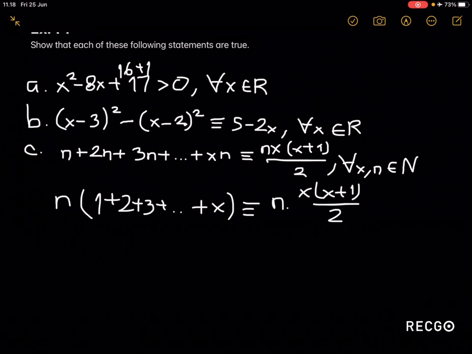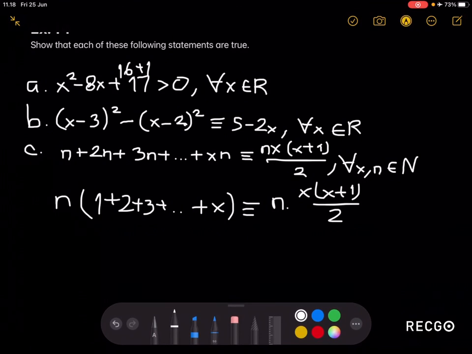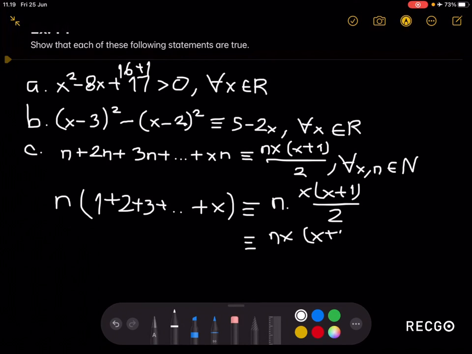Now back to the original problem, we have actually proven our statement here. So notice that I'll just perhaps write this a little like the original statement itself. So I have n times x times x plus 1 over 2 as desired.